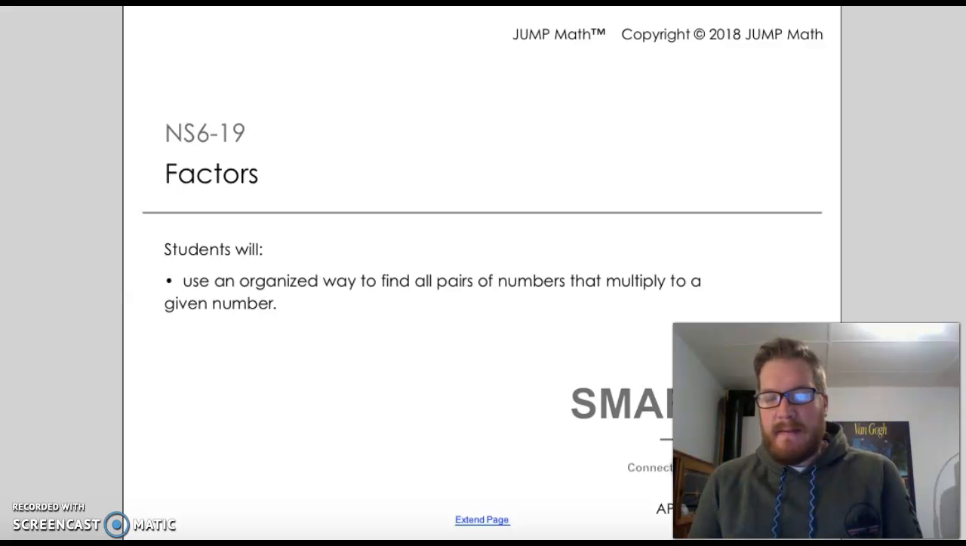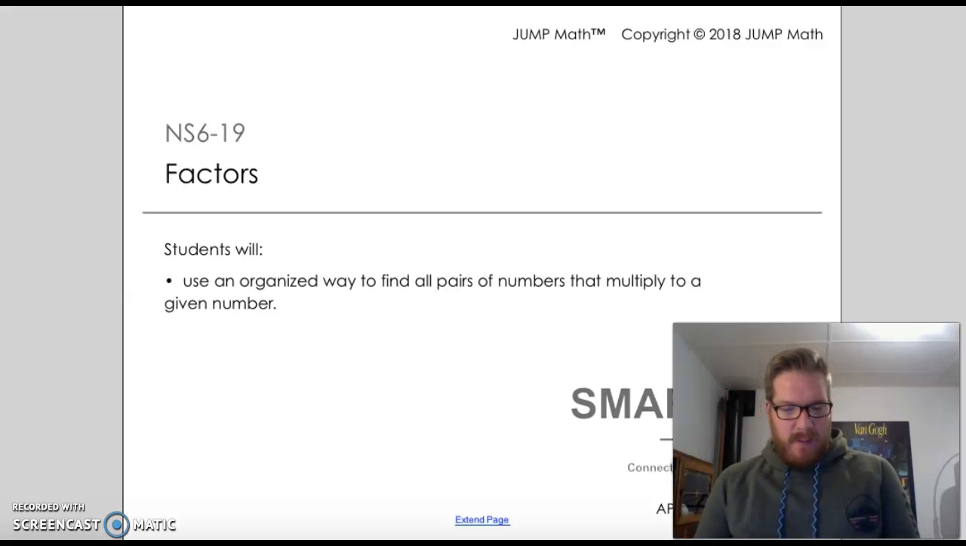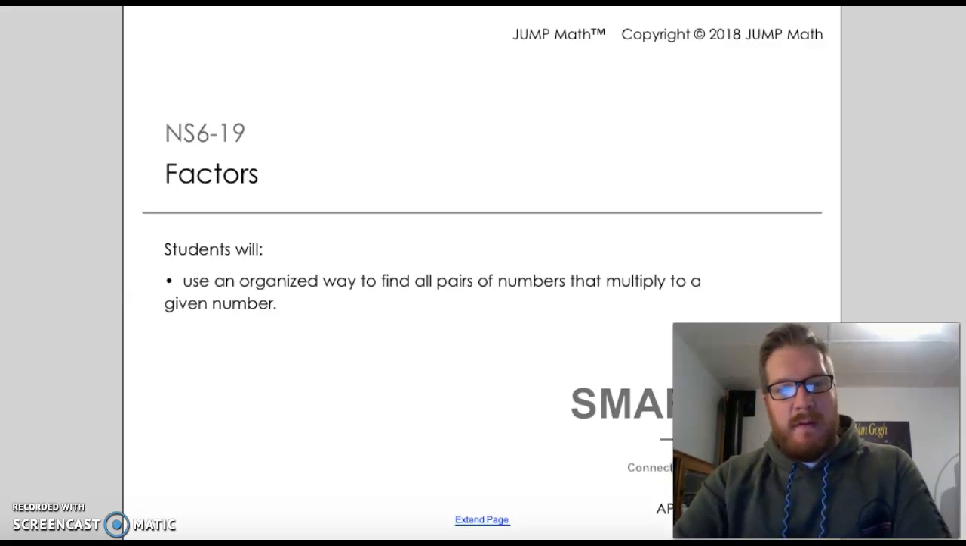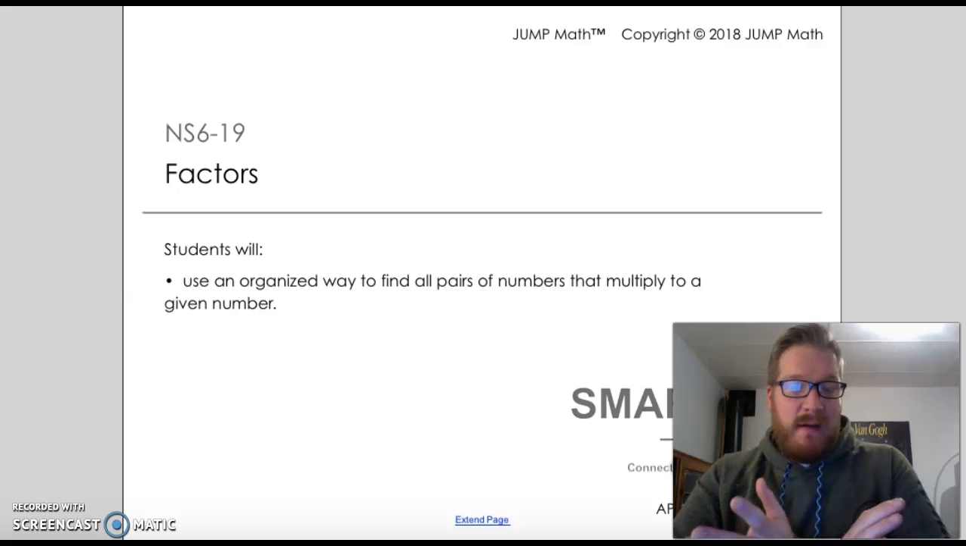Hey guys, we are going to start in on a new unit this morning on factors. It is from the math book that we are working on in class. And so you'll see that this is NS 6-19. It's called factors. And so the learning target for this morning is that you will use an organized way to find all pairs of numbers that multiply to a given number. That sounds kind of confusing, but maybe a better way to put it is just finding all the numbers that you can multiply together for a certain number.